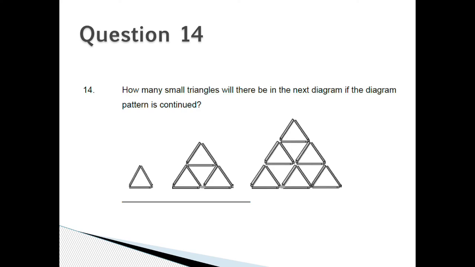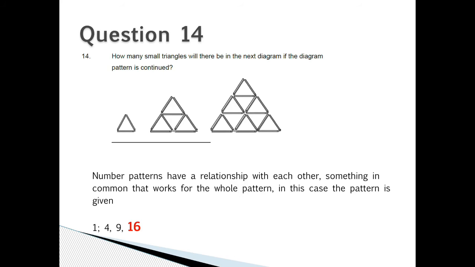How many small triangles will there be in the next diagram if the diagram pattern is continued? Number patterns have a relationship with each other, something in common that works for the whole pattern. In this case, the pattern is 1, 4, 9. So the next number will be 16. We are getting the squares.